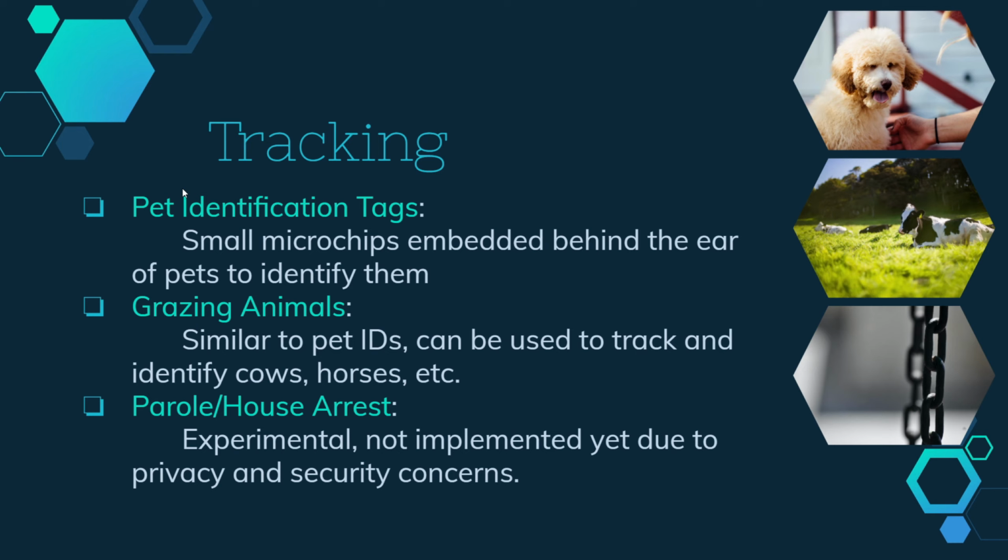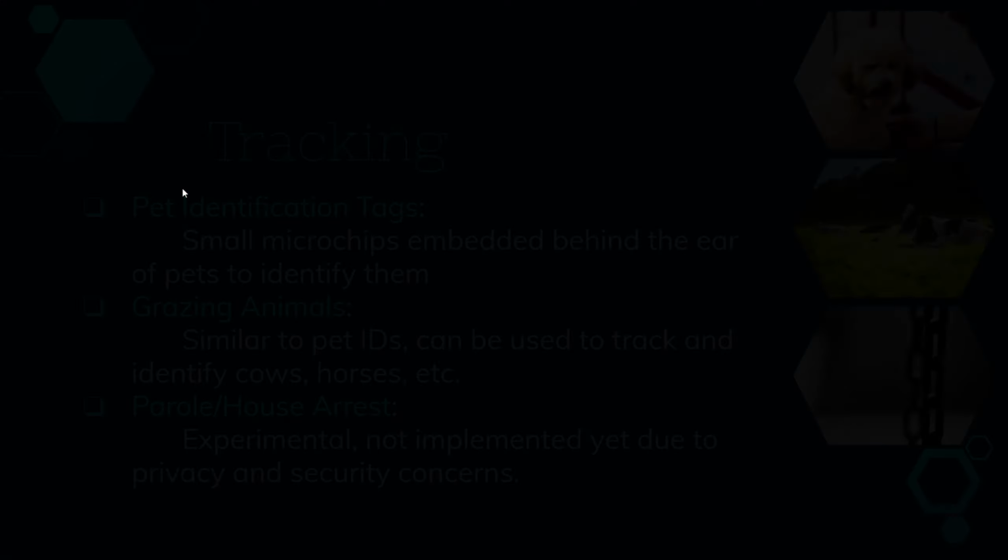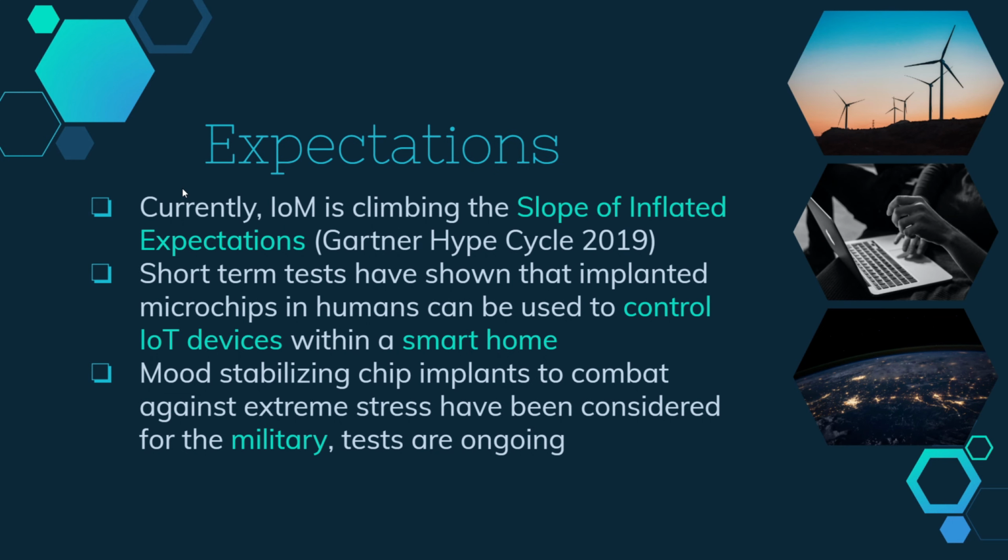Let's move on to talk about the expectations of IoM. Currently, IoM is climbing the slope of inflated expectations. This is to say that IoM has a lot of potential, but we're not sure how to use it. According to the Gartner Hype Cycle of 2019, and we're using the cycle of 2019 and not 2020 because of the quarantine, and we don't have proper statistics from this year.